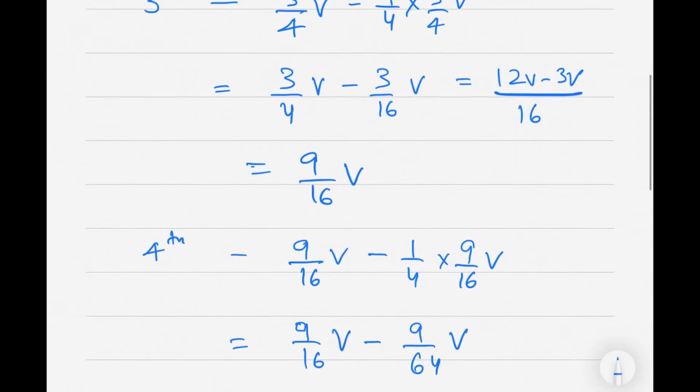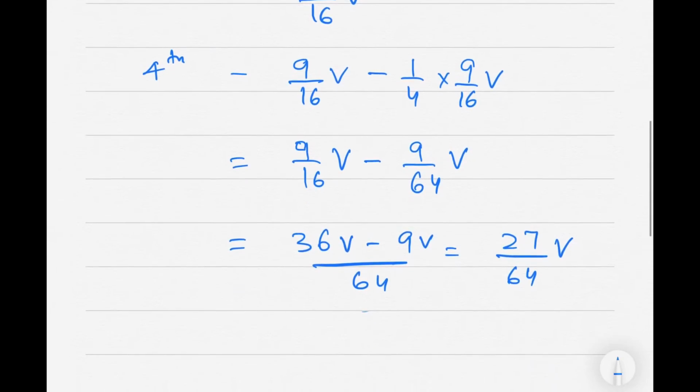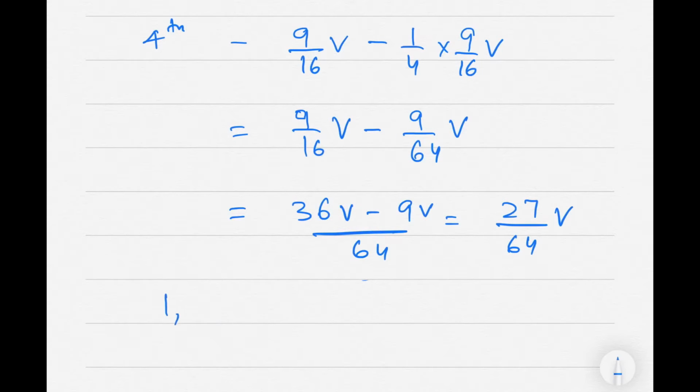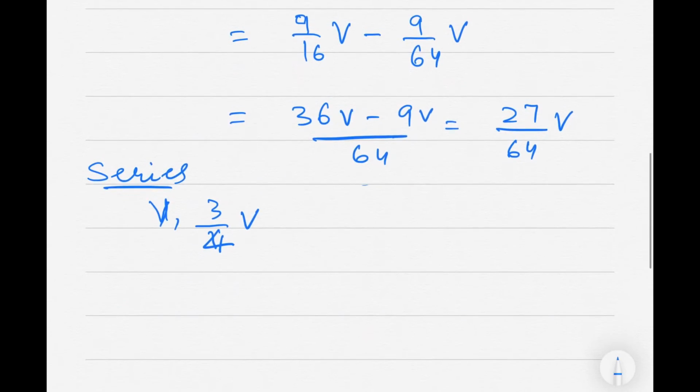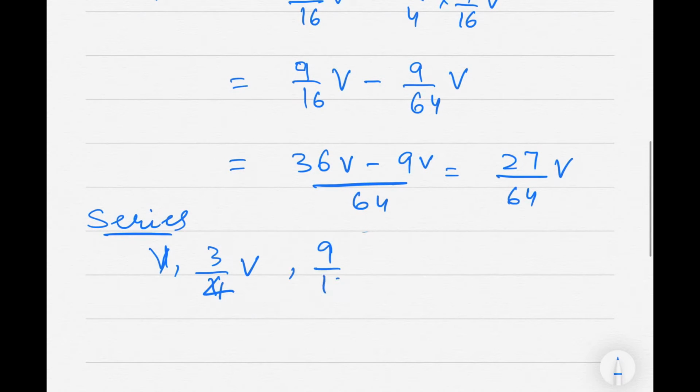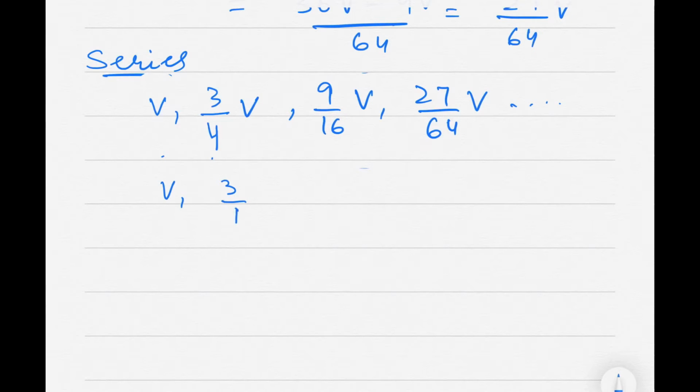So now my series has come out to be V, then 3 by 4 V, then 9 by 16 V, and then 27 by 64 V. So these are my 4 terms, and it will go on until the whole gas finishes. The series I can also write as V, 3 by 4 V, and then 3 by 4 whole square V.